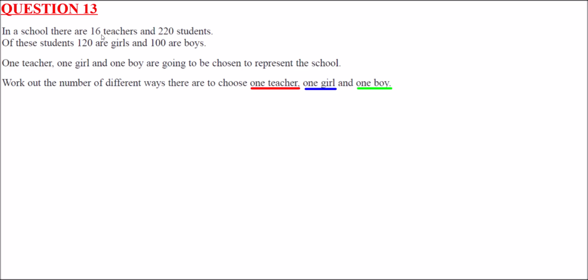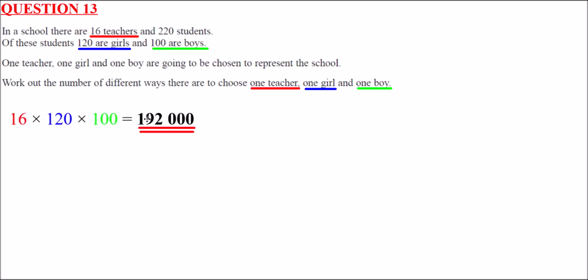Well, there's 16 teachers to choose from, there's 120 girls to choose from, and then there's 100 boys. So we're simply going to multiply these values together. Our answer will be 16 times 120 times 100, which gives 192,000 combinations of one teacher, one girl and one boy.